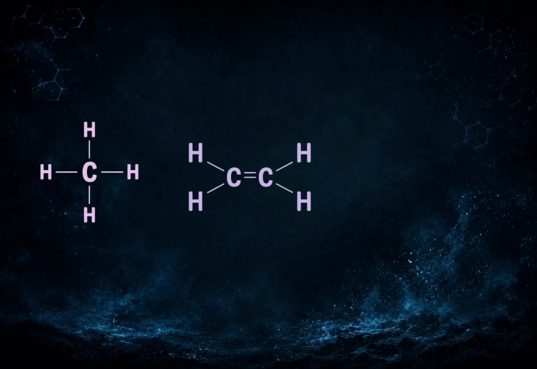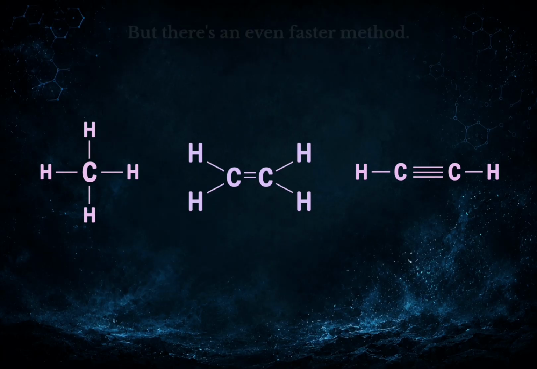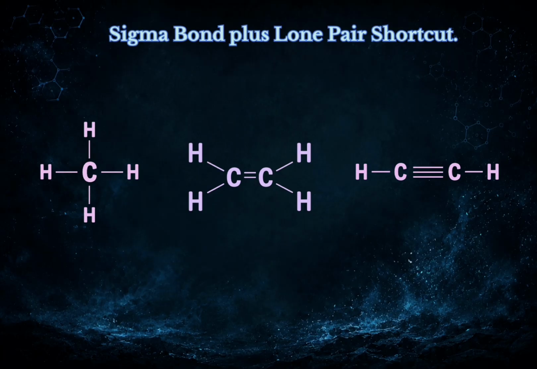Now, you might be wondering, what if the molecule is already drawn as a structural formula like this? How do we determine the hybridization then? Do we still need to use the steric number formula every single time? The answer is, you certainly can, but there's an even faster method. It's called the sigma bond plus lone pair shortcut. Once you understand this technique, you'll be able to determine the hybridization of most molecules in just a few seconds.